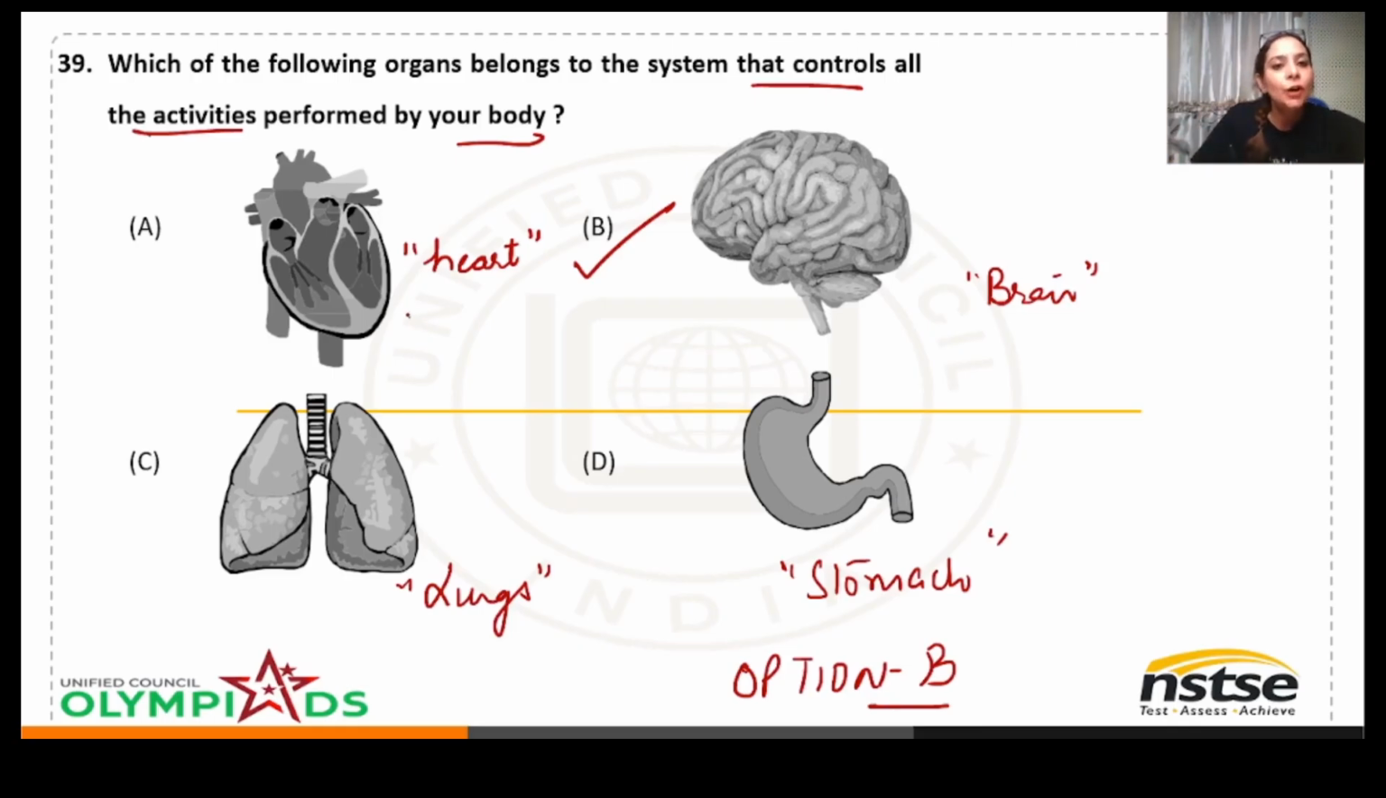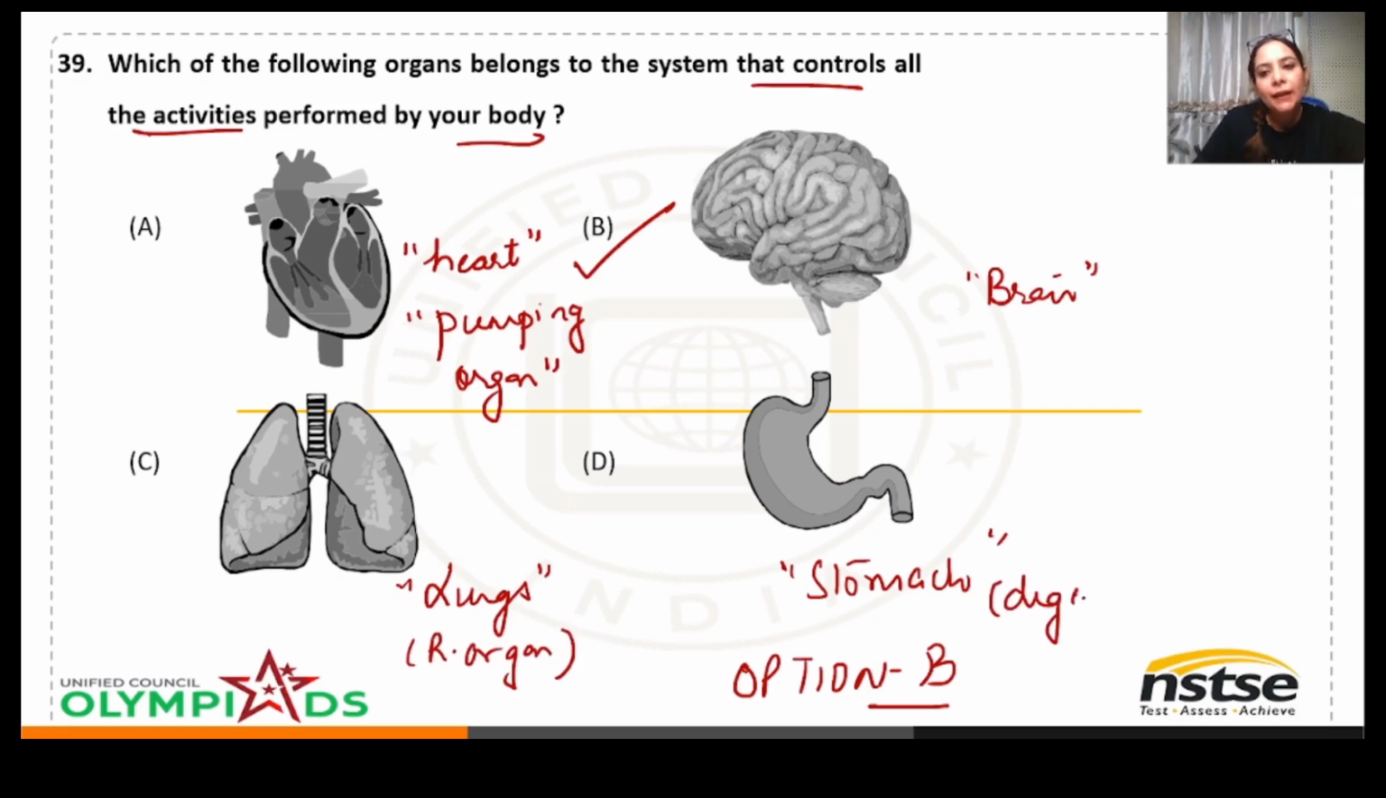Because the heart is not the controlling center, it is the pumping organ. It pumps blood to all body parts. Lungs are one of the respiratory organs. They help in the exchange of gases. Stomach is involved in the digestion process, and the brain is the controlling center. So that is why the correct answer is option B.